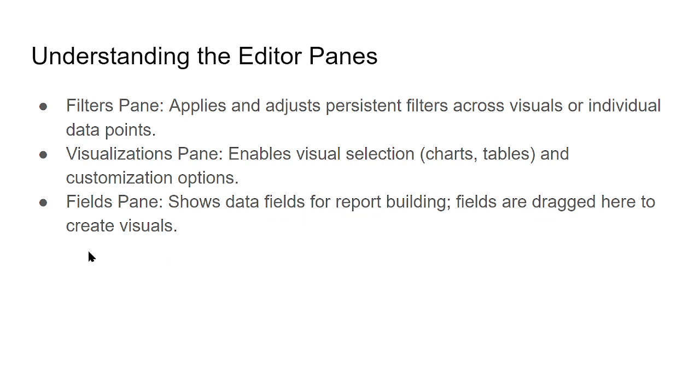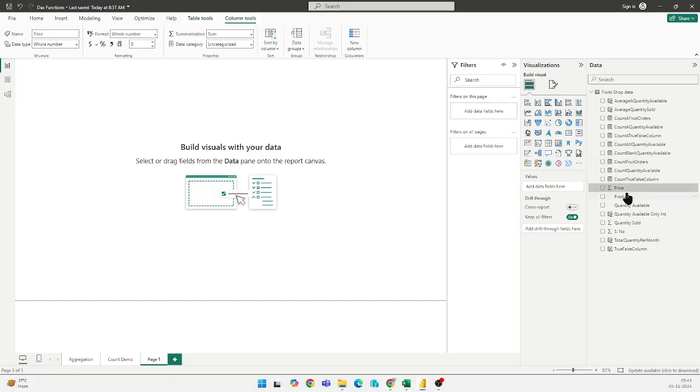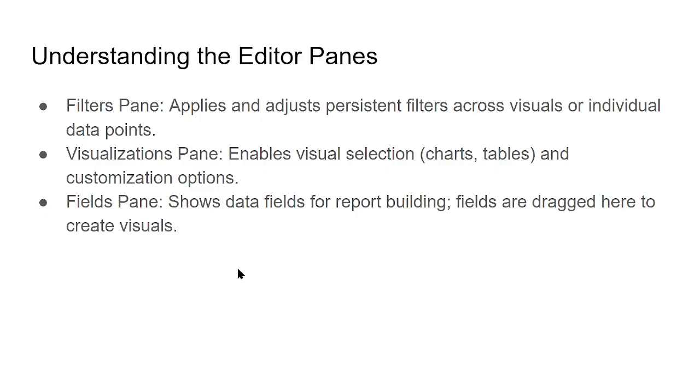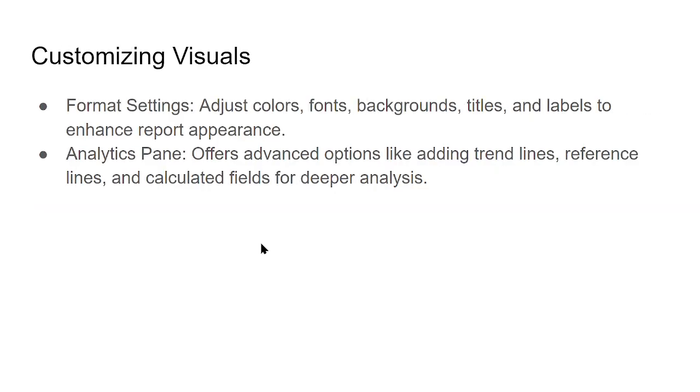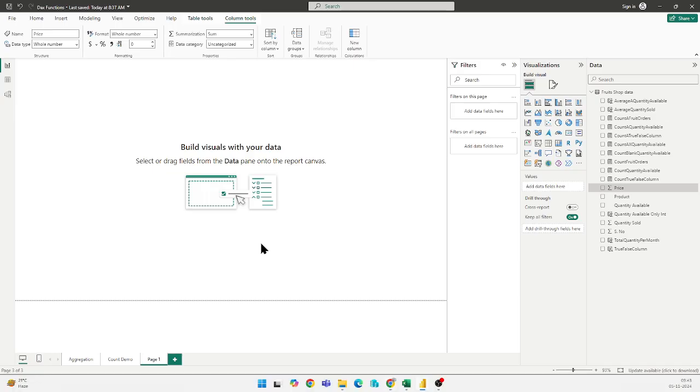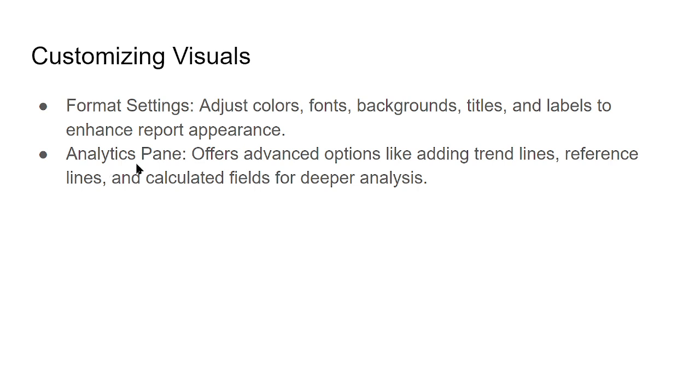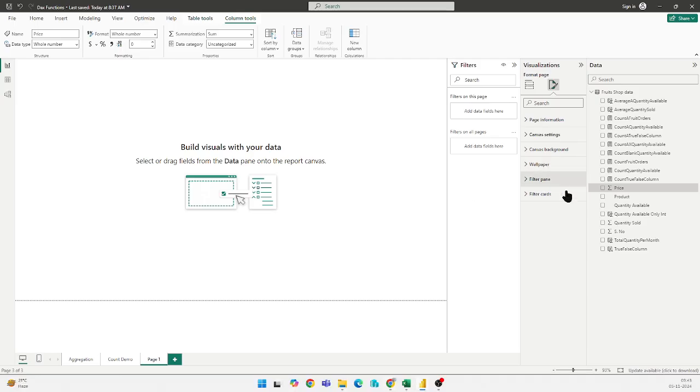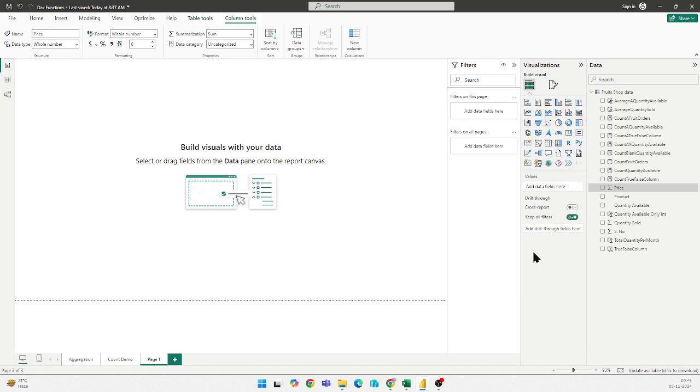So field pane shows fields for report building. Fields are dragged where to create the visual. So from here you can drag and drop the fields as well. Format setting: adjust colors, fonts, background, title, labels to enhance the picture. So this is where the format setting comes in. Analytical pane offers advanced options like adding trend lines, reference, and calculated fields for deeper analysis. Not all controls have that analytics, but some of them do.